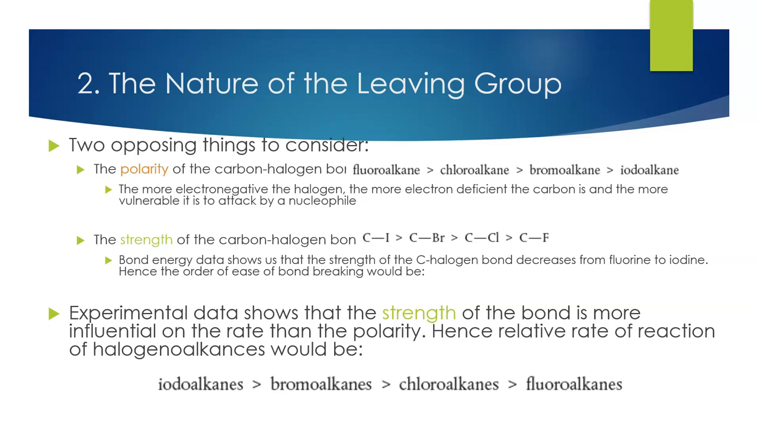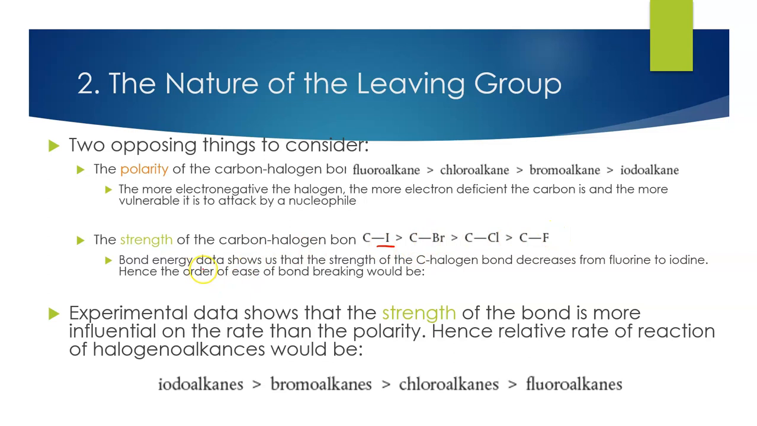There are two opposing things to consider with this. One is the polarity of the carbon-halogen bond, that being whether or not it's a fluoroalkane, chloroalkane, bromo, or iodoalkane. The more electronegative the halogen, the more electron deficient the carbon is, therefore the more vulnerable it is to attack. With this also, we need to consider the strength of the carbon-halogen bond. The strength of the bond between carbon and iodine is weaker. Okay, so the reactivity is going to be greater for iodine through to fluorine.